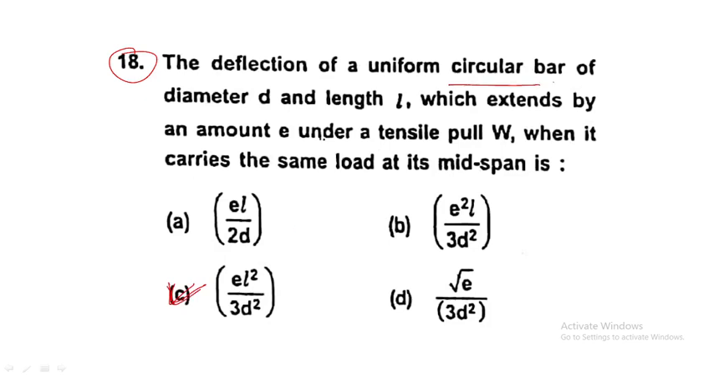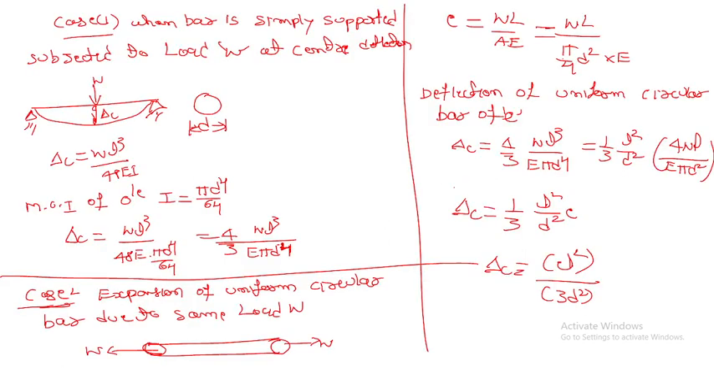Deflection of a uniform circular bar, first condition, which extends by an amount e under a tensile pull W when it carries the same load. So in that condition we have to make it like this, case 1, case 2.